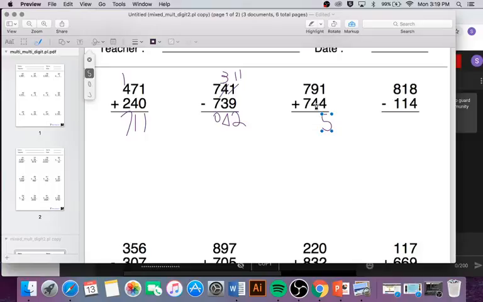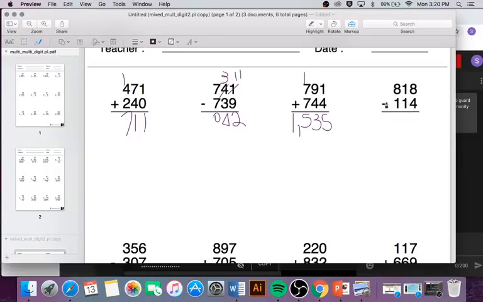9 plus 4 is 13, so we put down our 3, and we carry our 1. 7 plus 7 is 14, plus 1 is 15. So we put down our 5, and because we don't have another number over here, we also put down the 1. So our answer is 1,535.